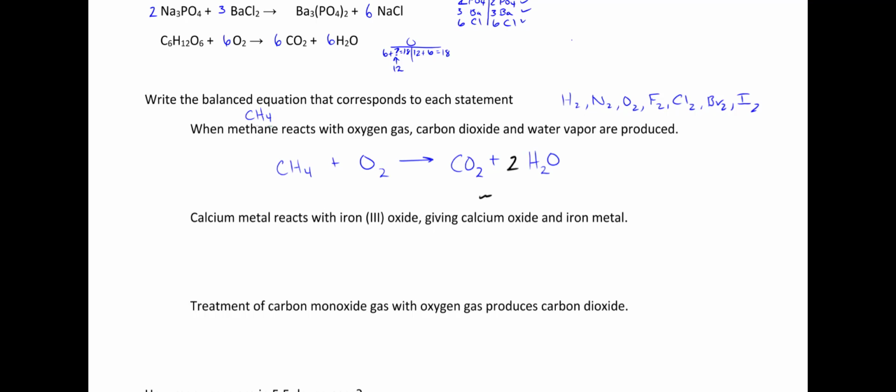What about oxygen? Well, on the left side we have 2 oxygens here. On the right side we have 2 oxygens plus 2 times 1. So that's a total of 4 oxygens. So to get this to 4 is very simple. We just put a 2.